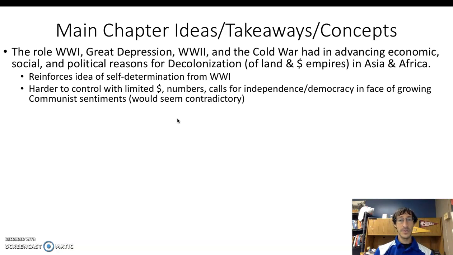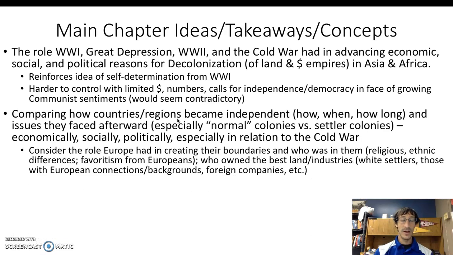What also helps to push forward decolonization is the fact that we're in the midst of a Cold War, and if things do not go well, they might side themselves with the communists or communist turns and movements in order to, again, gain independence. So that is something to understand.